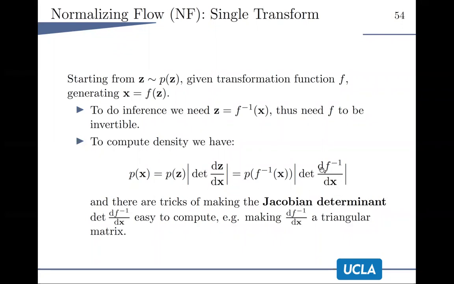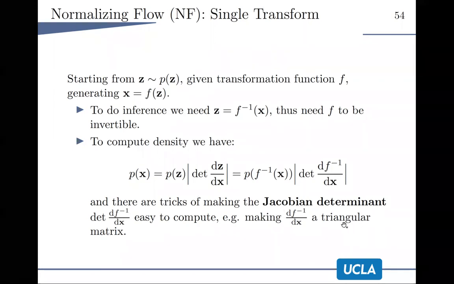So we have this expression which involves some Jacobian determinant. That's what we call it here. There are existing tricks to make the Jacobian determinant easier to compute, for example, making this a triangular matrix, putting limits on it.